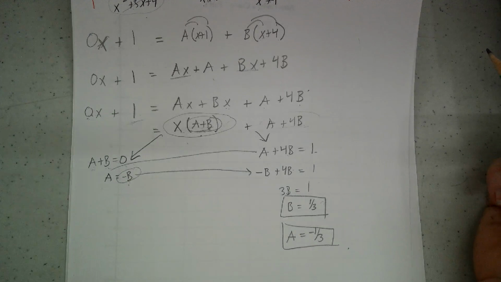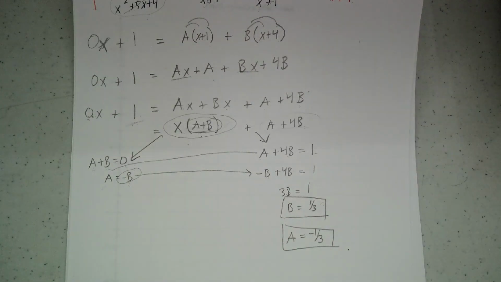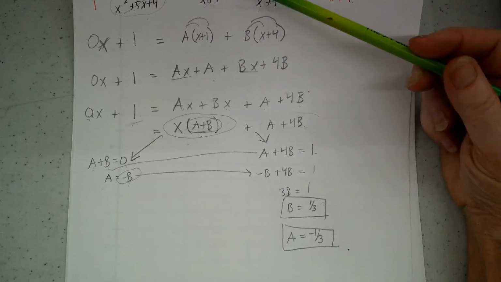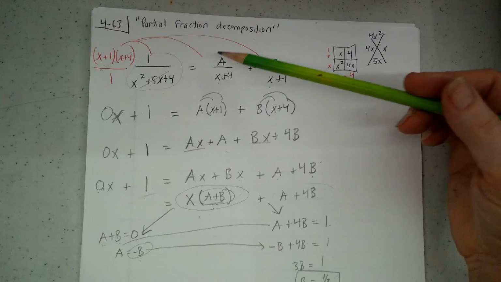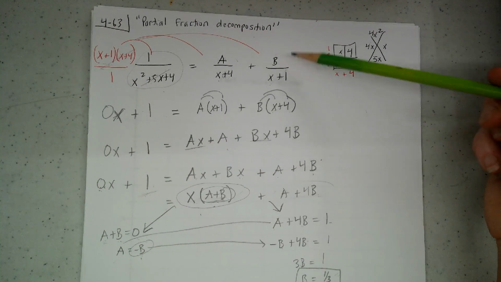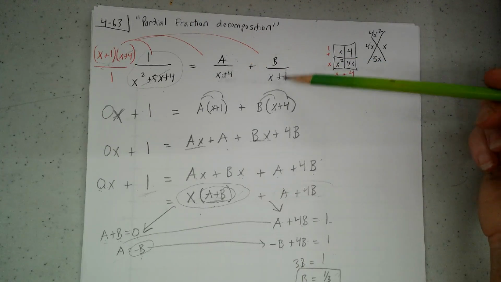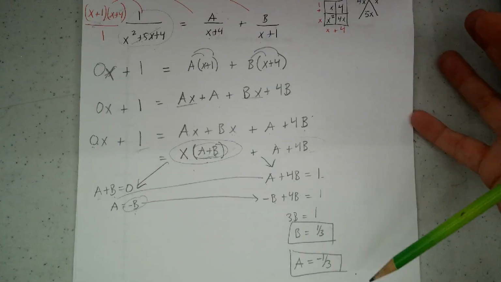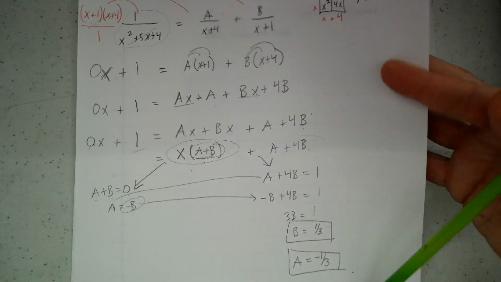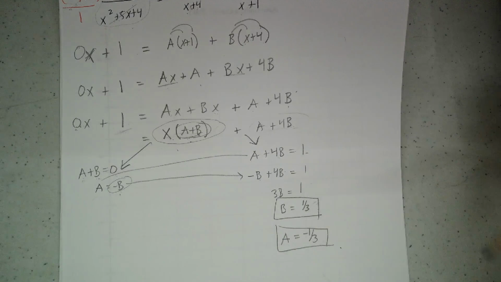And then was I supposed to write them? Let me find that. It didn't ask me to rewrite them, because if I did rewrite them, I'd have some complex fractions, I'd have negative 1/3 over x plus 4 and 1/3 over x plus 1. But it didn't ask me to rewrite it. It just asked me what are the values of a and b. So in this case, my answer is just right here. That's it.